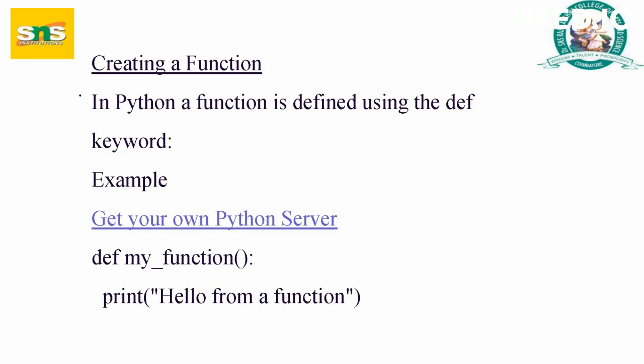To execute a function, we call it by using its name followed by parentheses, containing any required arguments. When a function is called, the code inside the function body is executed.